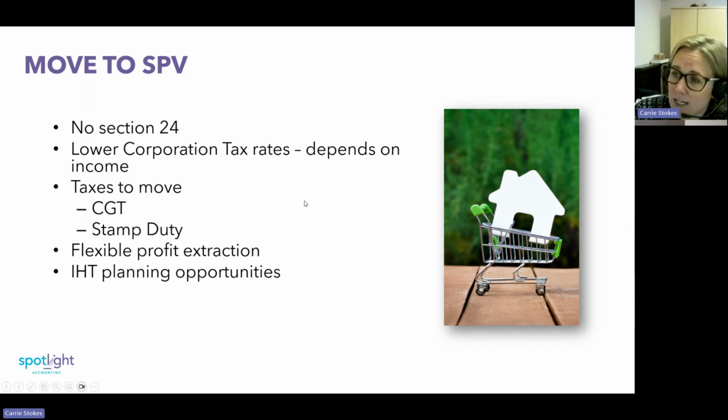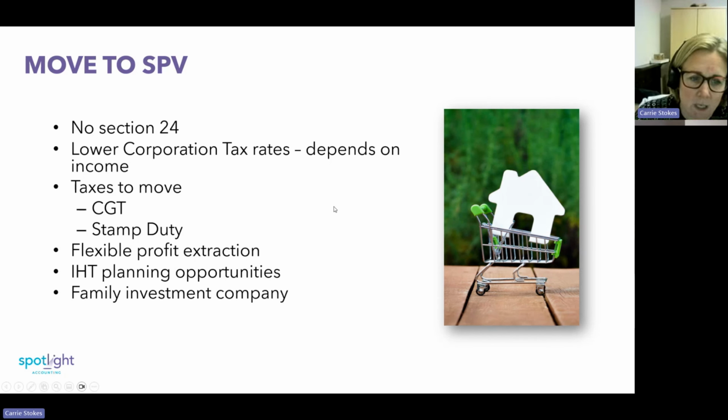And there are inheritance tax planning opportunities within an SPV, more than if you own the properties personally. There are things like freezer shares and growth shares that can be put in place so that you can start introducing the next generation. This is sometimes referred to as a family investment company.